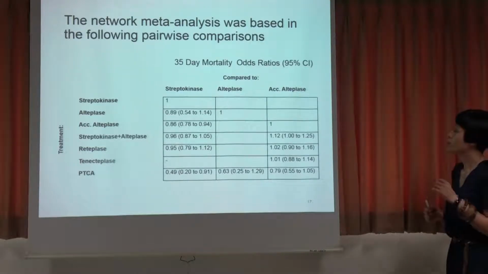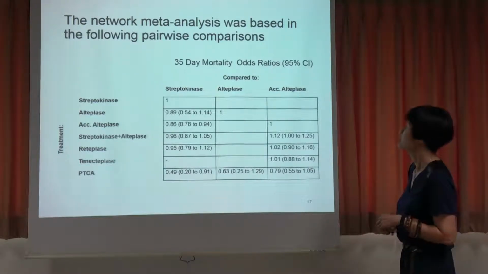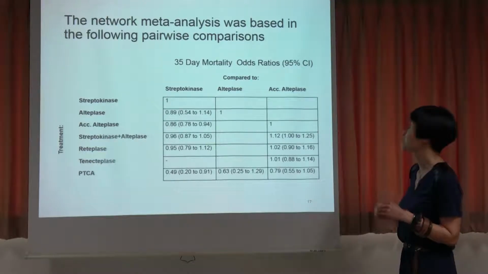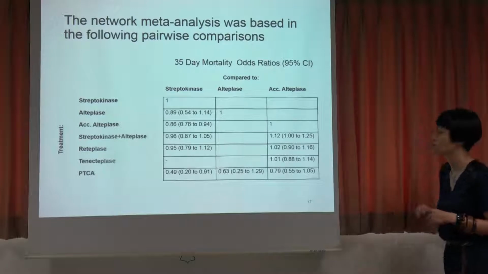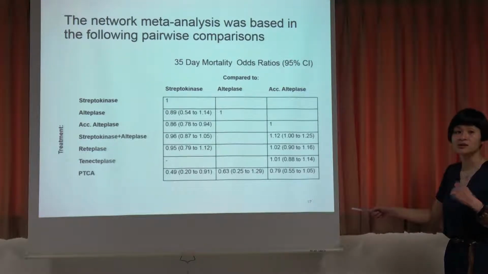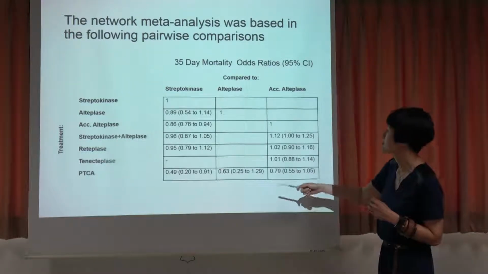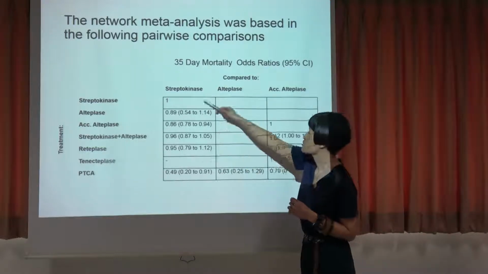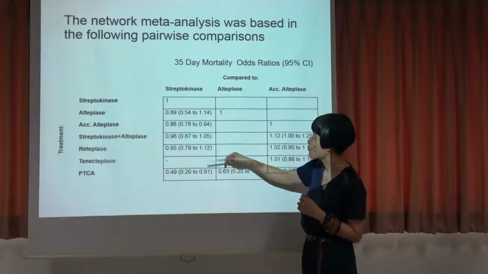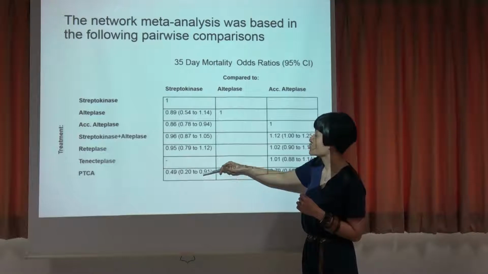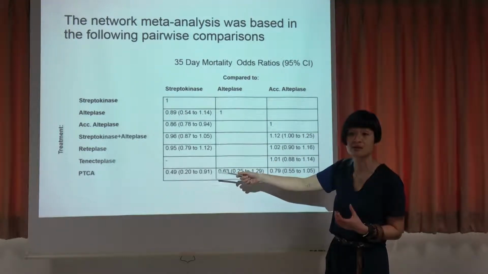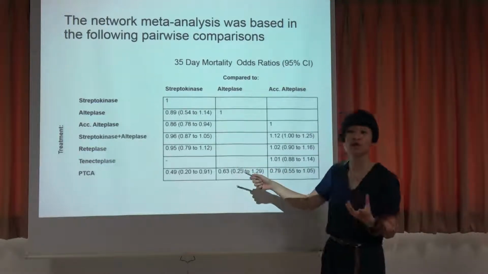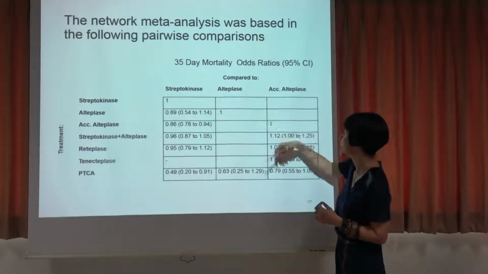Now, a network meta-analysis is actually based on the pairwise comparison. So for the 35-day mortality odds ratio, this is the evidence that you get from your network of evidence. So you've got all these studies compared to streptokinase giving you these pairwise odds ratios. Some of them may be from more than one study from pooled meta-analysis. Some of them are based on one trial.